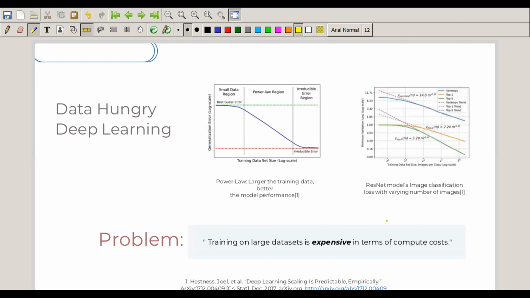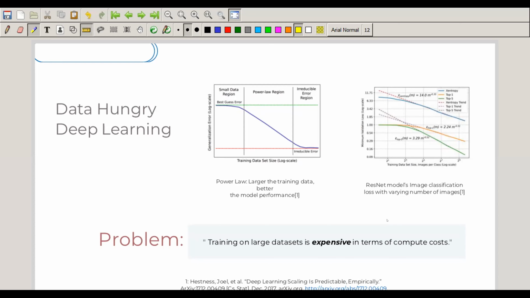So deep learning has proliferated everywhere, and deep neural networks have become extremely data hungry. On the left side, what you see is an image stating the power law, that the larger the data for training, the larger the performance of the model. What you see on the right-hand side, though, is a specific example of a model called the ResNet model. You see how its performance improves with the increasing number of training images.